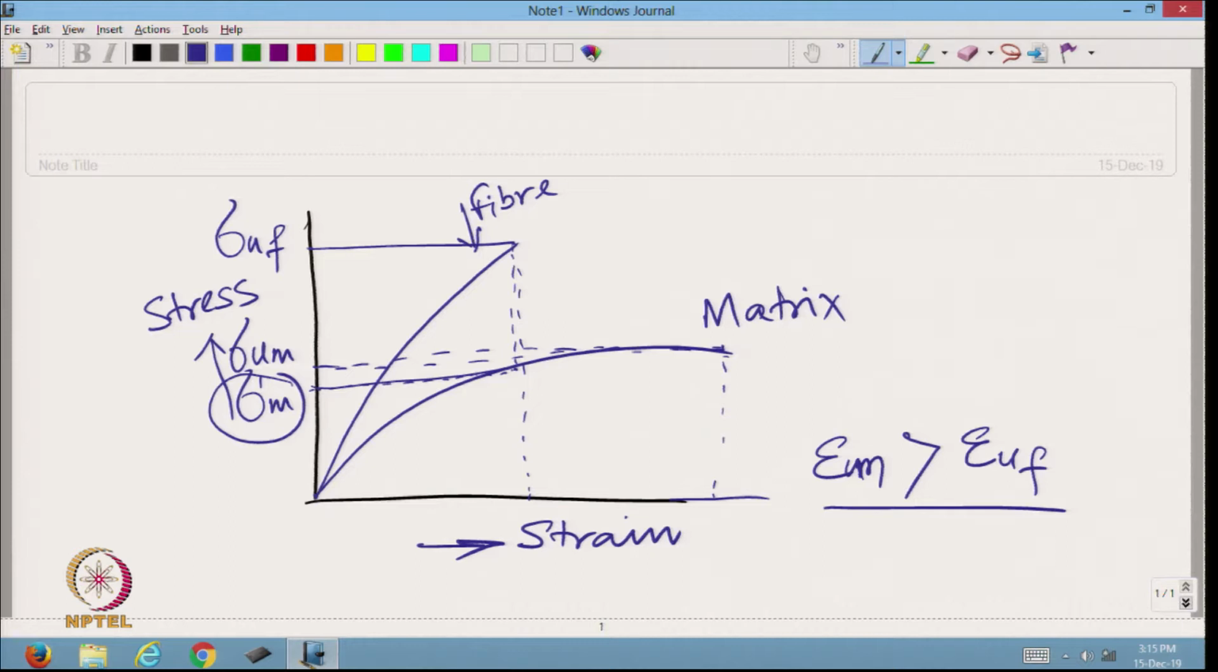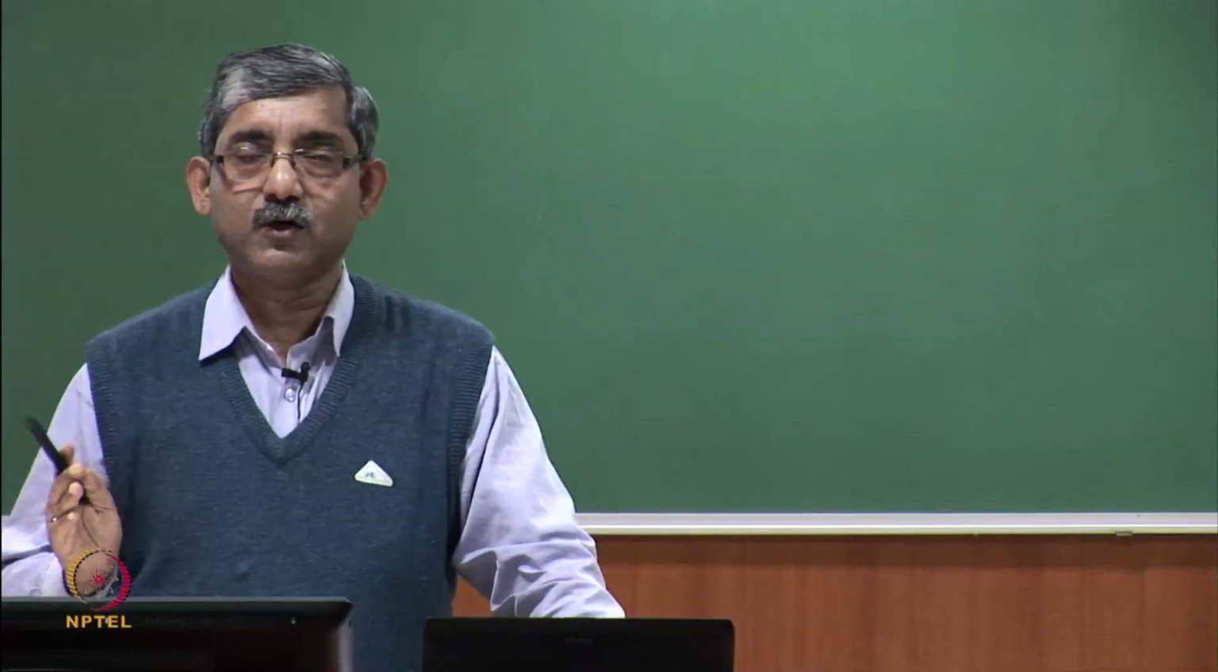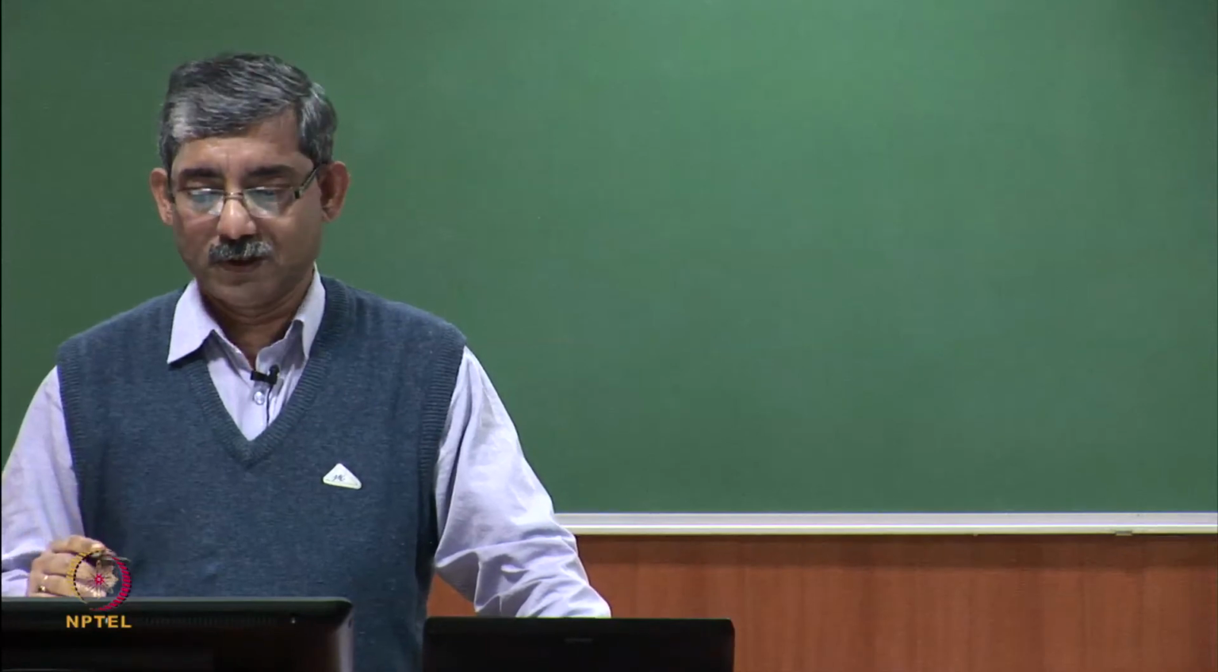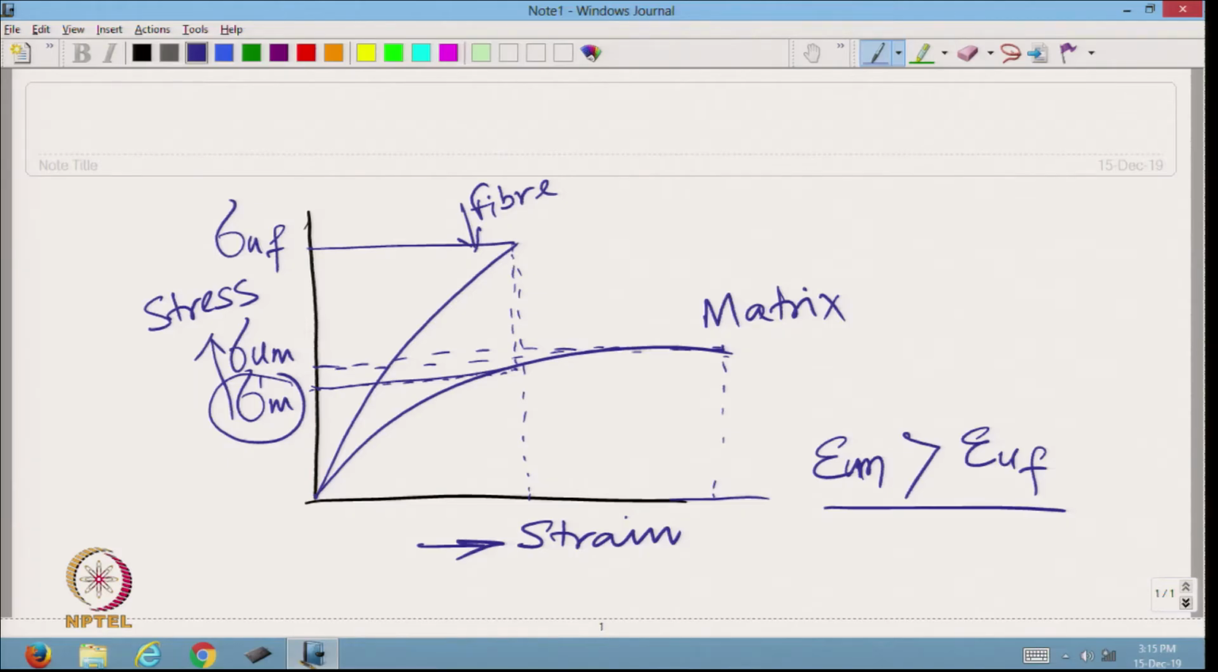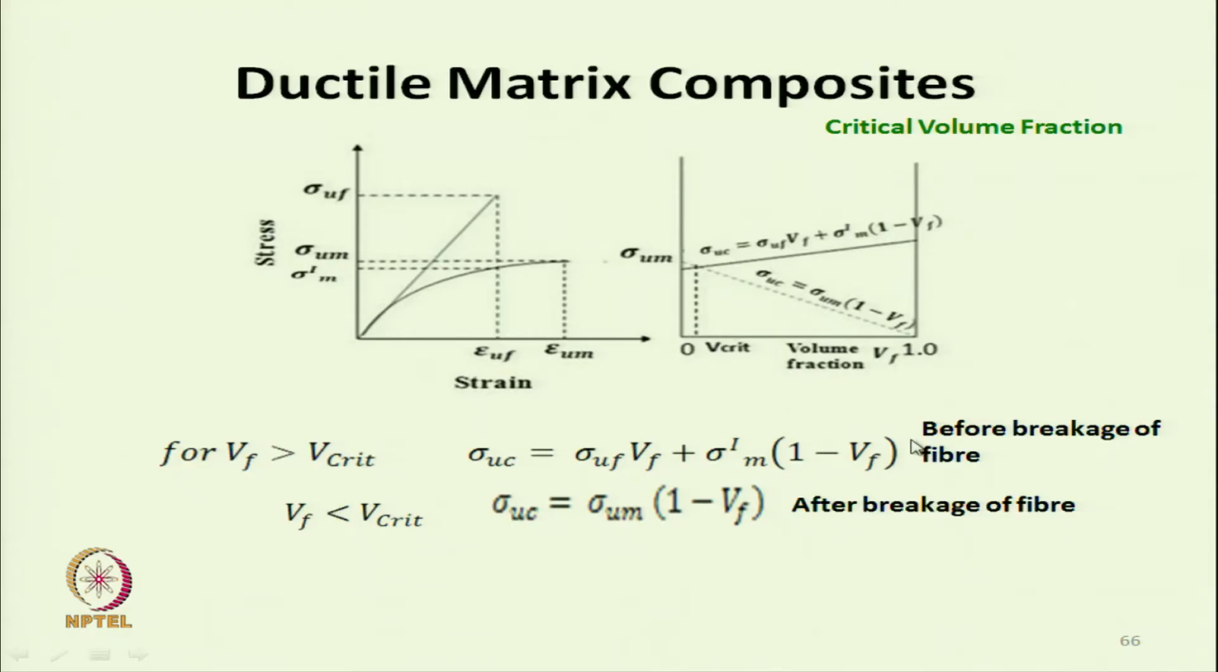So, in this condition we will consider two different situations. In situation 1, before the fibers are breaking, the load will be carried by both the fiber and the matrix. But after the fibers are breaking, when fibers have broken, the load will be transferred to only the matrix. So, let us see the situation before the breakage of fibers, because fiber will break first.